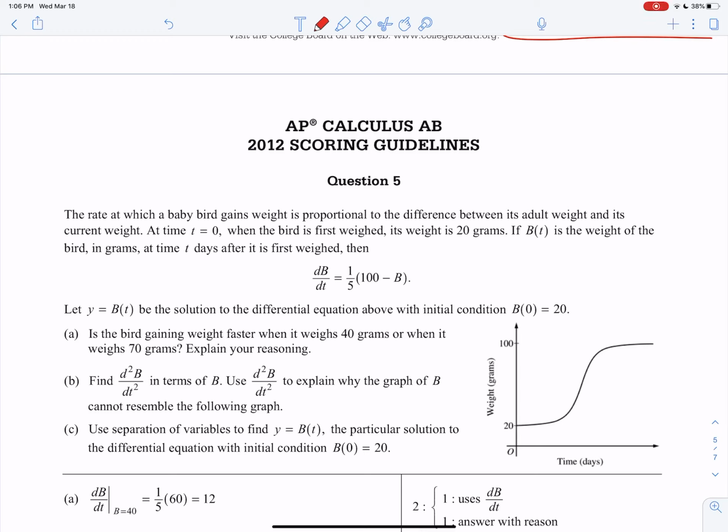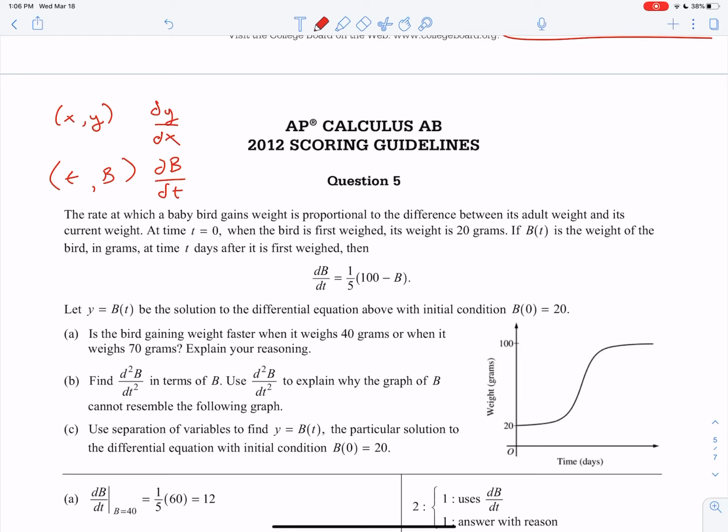So again, people tend to flip out when the variables are switched. Remember that we normally have x and y, and we normally have dy dx. So here they introduce db dt. So really, x is your t, and y is your capital B. Okay, they talk about a bird population. All right, or sorry, the weight of birds.